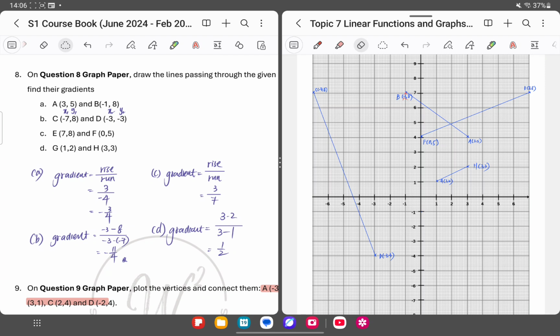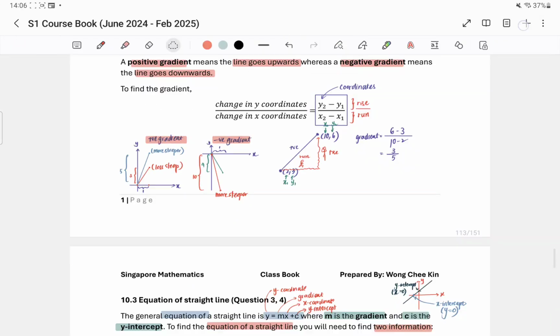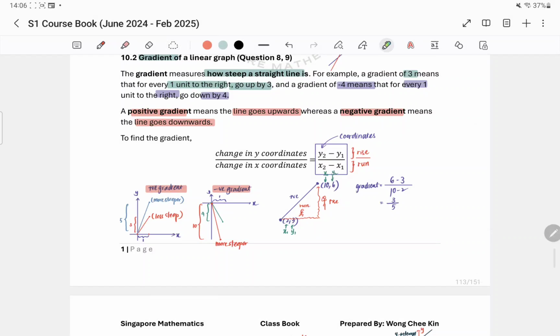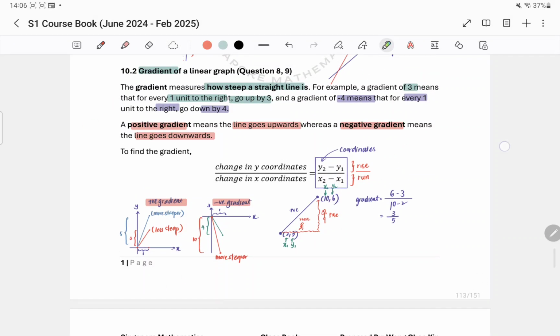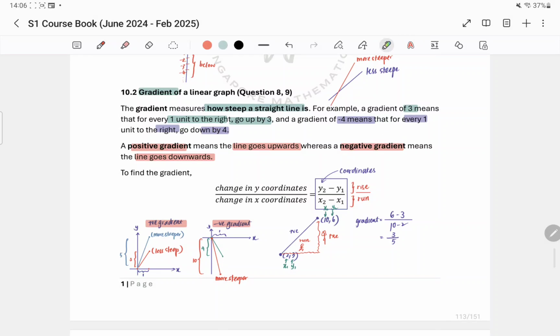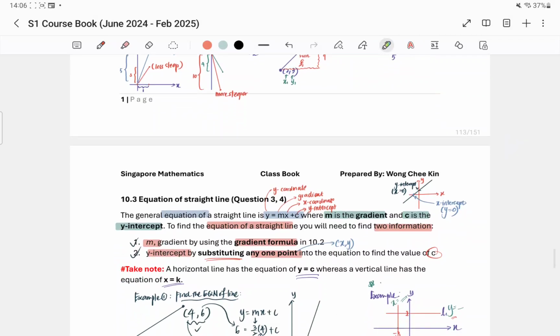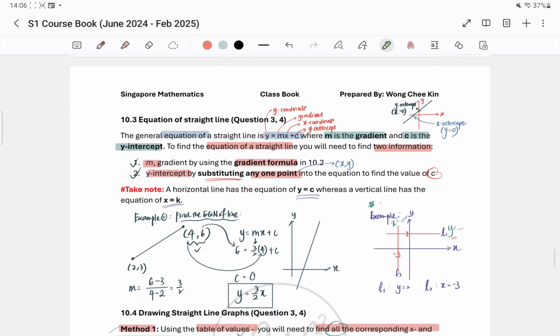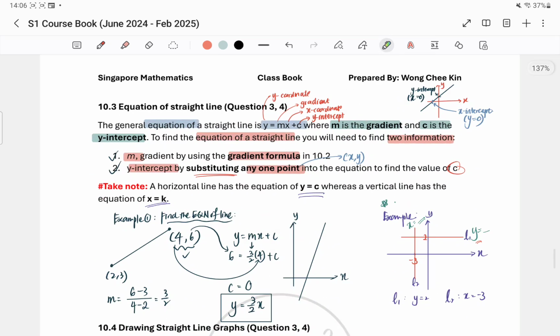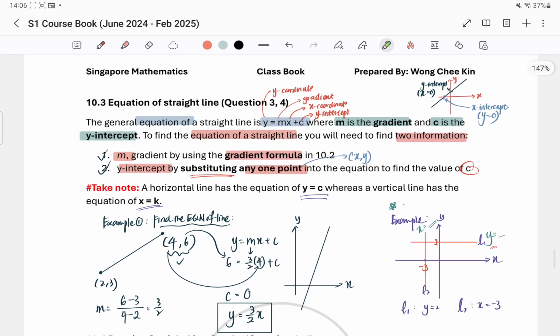Okay, so we will now go back to our notes. Now we have already looked at what it means by gradient and all those, right? So what we are going to do now is with the knowledge of gradient, we now need to learn how we are supposed to form an equation of a straight line. Why do we want to form an equation of a straight line? It's because we need this equation to form our graph, to find the values of the points where this graph will intersect. Okay, so now let's look at question 10. Let's look at 10.3. Equation of straight line over here.